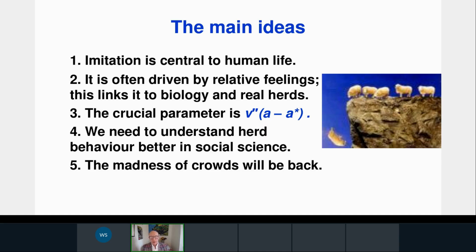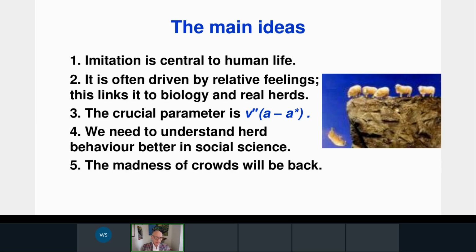Emulation, imitation, I think is absolutely central to human life, but often it's not at the front of people's minds. If you're sitting here in your country wearing a pair of blue jeans, and I'll admit to you that although I've got a jacket on, I've also got blue jeans on, then you might ask yourself, are you making an independent choice to wear blue jeans, or are you just practicing herd behavior and it hasn't occurred to you? Herding is driven routinely by relative feelings. This takes us back to the wild, where the term herd behavior first came from.